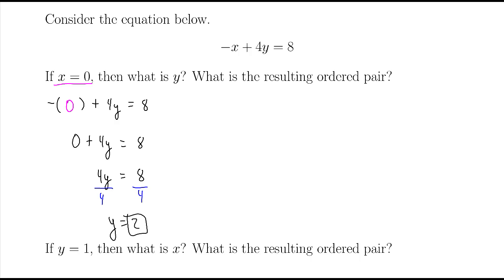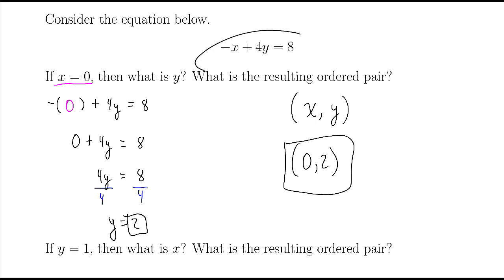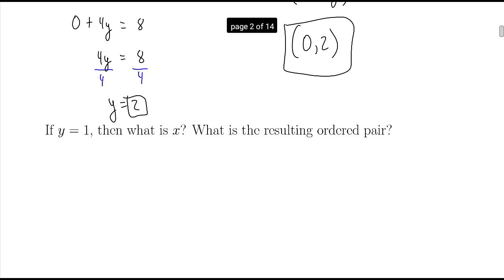The ordered pair that results from that, remember an ordered pair is written as x comma y, would be 0 comma 2. Okay, now, what about we take that same equation and we figure out what x has to be if y is 1? We'll do the same thing in that we'll rewrite the equation again.